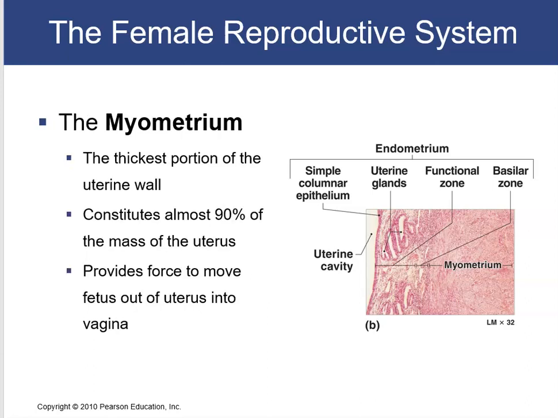The myometrium is the thickest portion of the uterine wall and accounts for about 90% of the mass of the uterus. The function of the myometrium is to provide the force that is necessary to move the fetus out of the uterus into the vagina during labor and delivery.